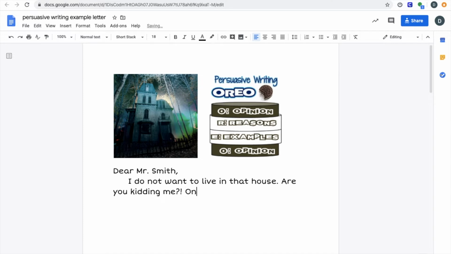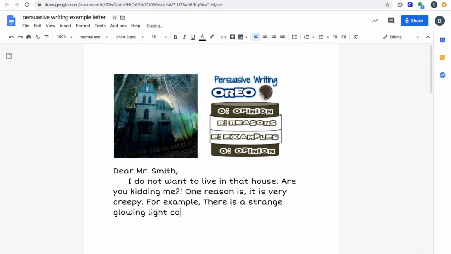Now I need to give him a reason. One reason is, it is very creepy. That's the reason I don't want to live there. Now I'll give you an example about why it's creepy. For example, there is a strange glowing light coming from it. Now I say my opinion again so he knows what I think. I would never live in a house like that.